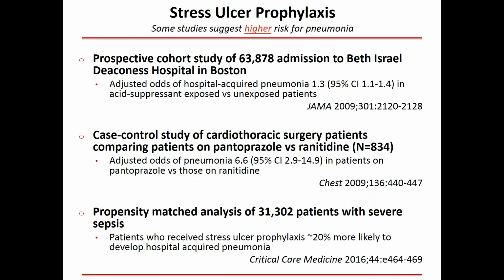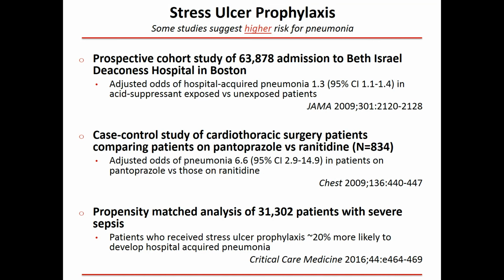Here's some of the data on stress ulcer prophylaxis. The emerging data on stress ulcer prophylaxis suggests it probably increases the risk for pneumonia. Here are 3 studies that appear to give that signal. One was a cohort study of 64,000 admissions to the Beth Israel Hospital in Boston, and amongst patients who had received acid suppressants, they had 1.3 times greater odds of hospital-acquired pneumonia.